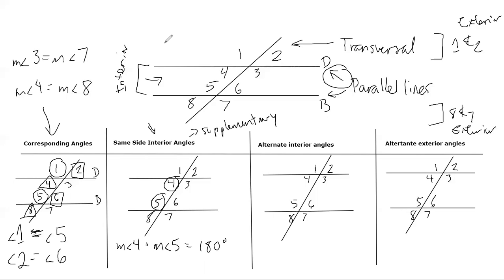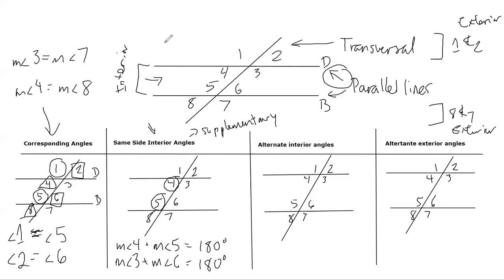All right. Can we name 2 more angles that are same side interior? Well, if 4 and 5 are to the left side of the transversal, 3 and 6 are to the right side of the transversal. Since they're both on the right side, they're considered same side. And since they're interior, they're considered same side interior angles, which means that we can apply this rule. Measure angle 3 plus measure angle 6 has to equal how much? You got it, 180 degrees. Okay, that's the second one.